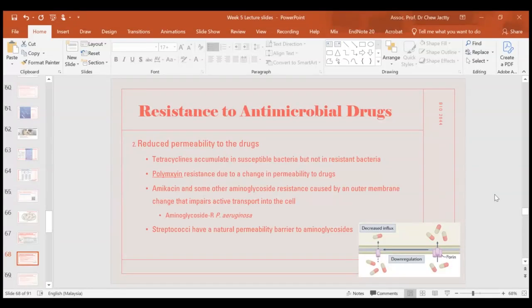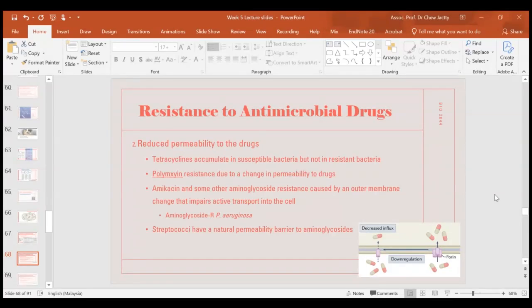And also we see that polymyxin resistance can change. So polymyxin, remember, we say that they target the cell membrane. So the membrane structure can change and there's no binding, there's no effect. Amikacin and some other aminoglycoside resistance can be caused by an outer membrane change. The outer membrane lies outside the gram-negative bacteria. If they can't even go into the outer membrane, they then cannot go into the cell.